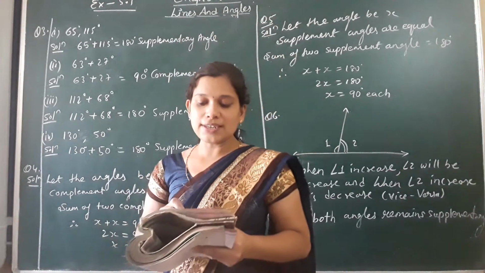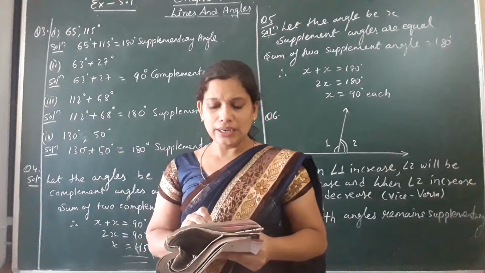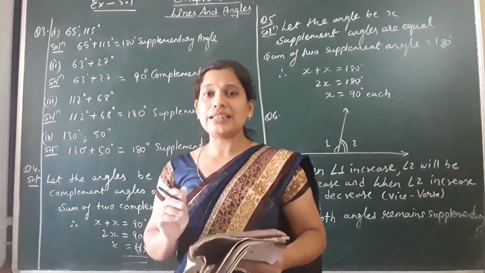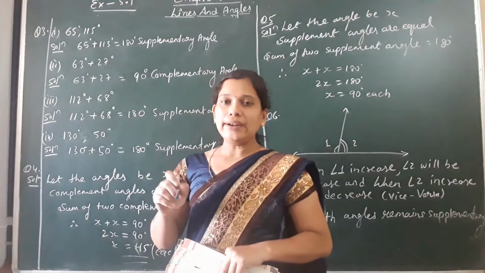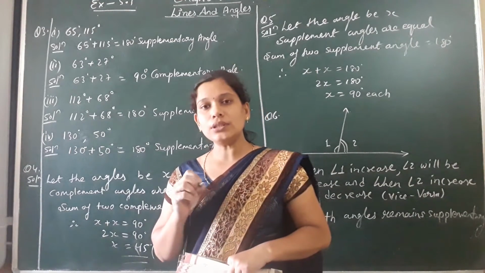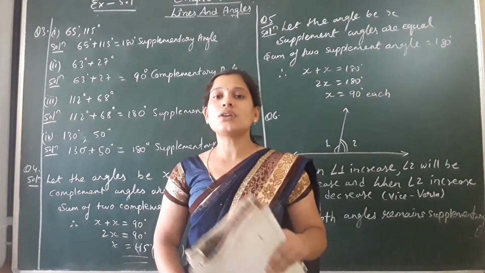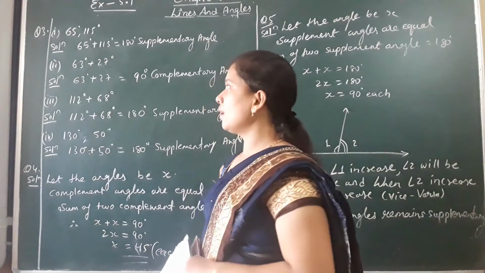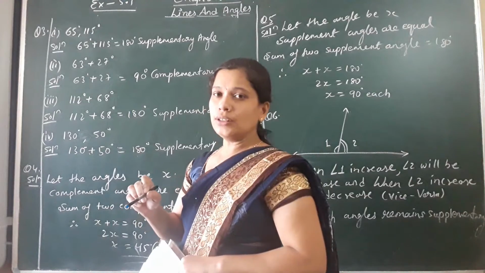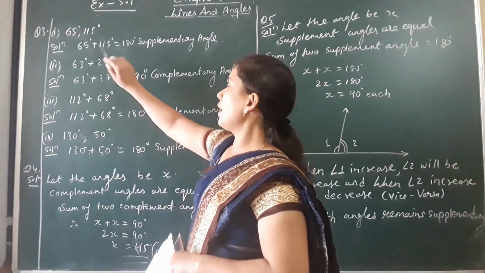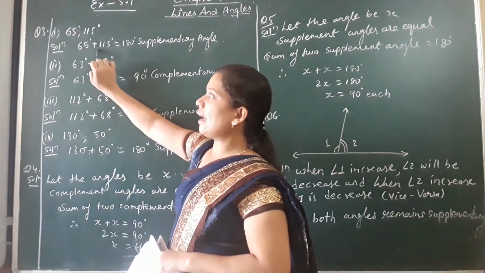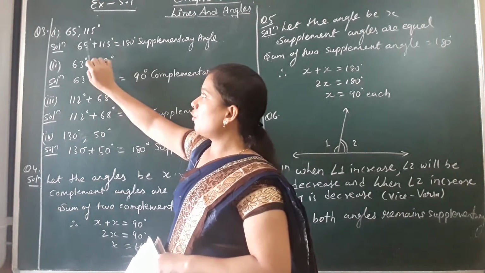So the first pair 65, 105 is given, the second is 63, 27, the third is 112, 68. Like that, two angles are given, and we have to identify among these which one is a supplementary angle pair and which one is a complementary angle pair. So for identifying the angles, what do we have to do, student? We have to add the angles given in the question.